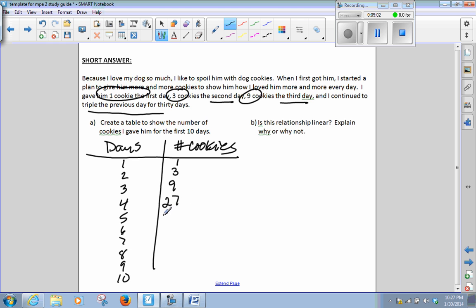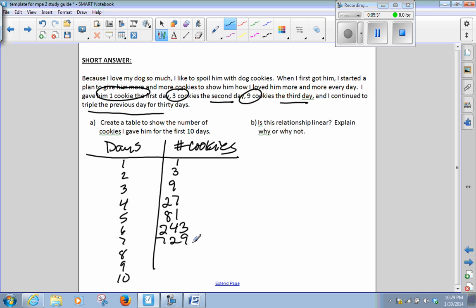27 times 3 means that the next day he got 81. Yes, I know how ridiculous it sounds to give your dog 81 cookies, but I promise this is right. Okay, 81 times 3 is going to give me 243. Then multiply that times 3. That is going to be 243 times 3 is 729.